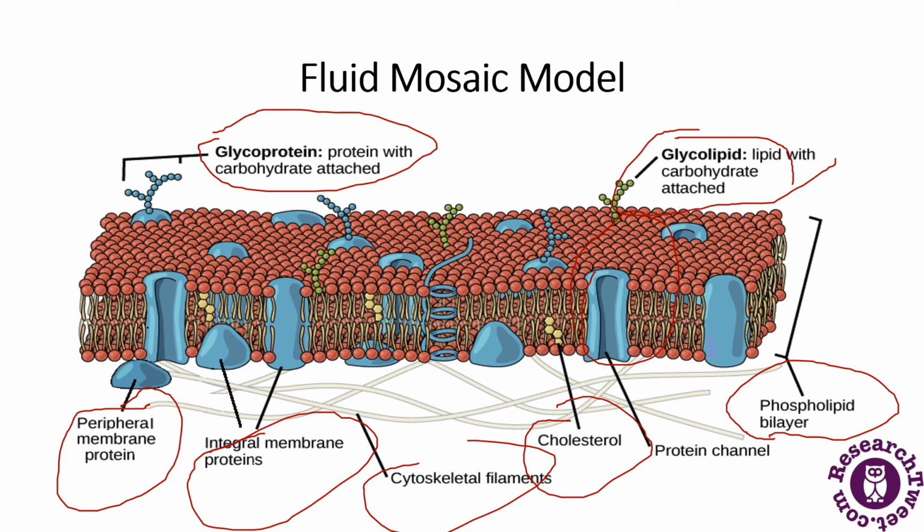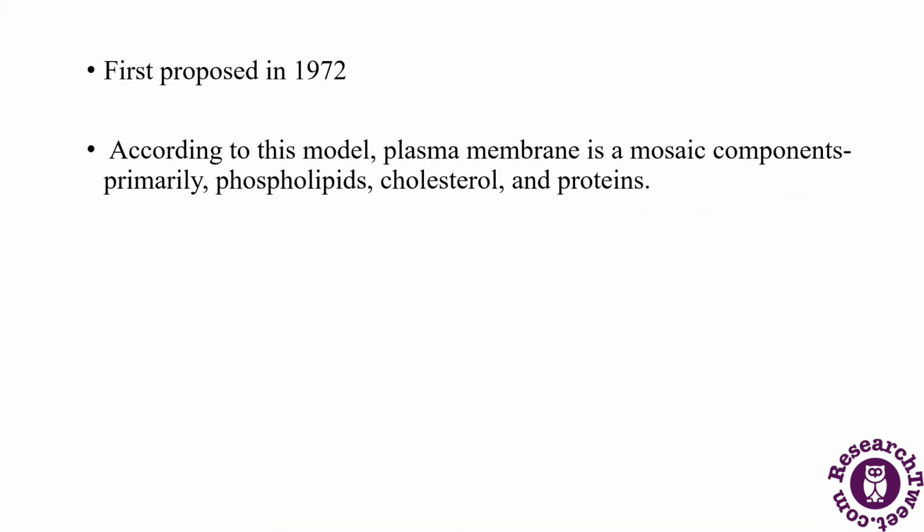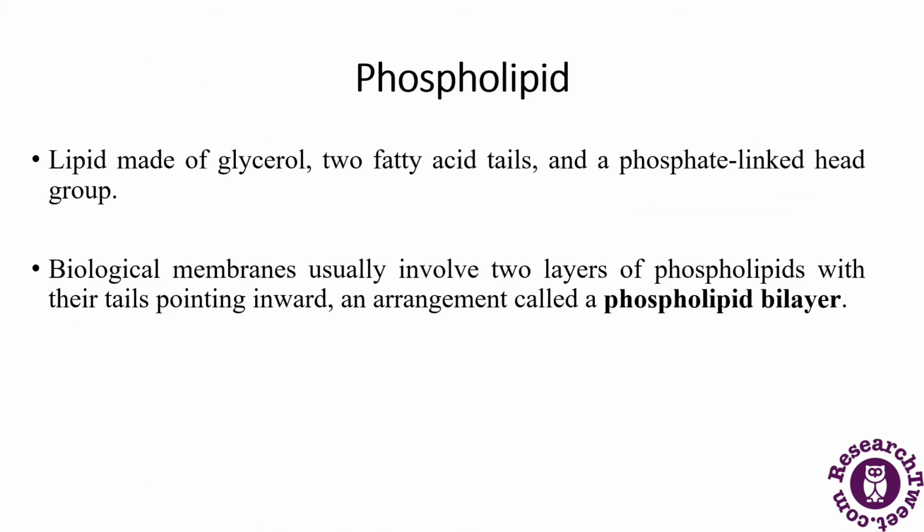So this was about the fluid mosaic model. We have discussed this already. Phospholipids are lipids made of glycerol, 2 fatty acid tails, and a phosphate-linked head group. So the phospholipid is present in the fluid mosaic model.